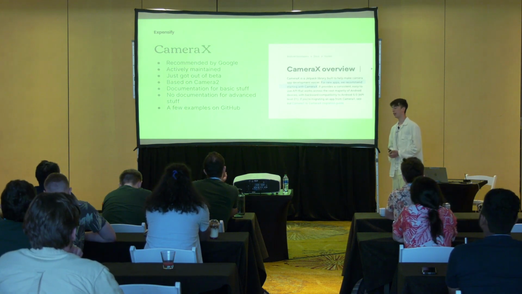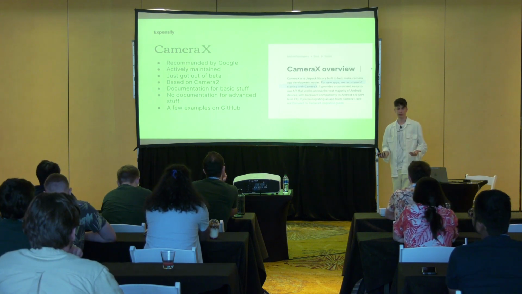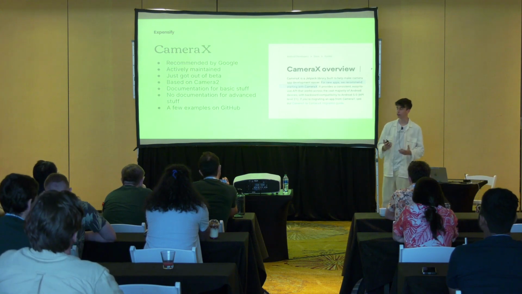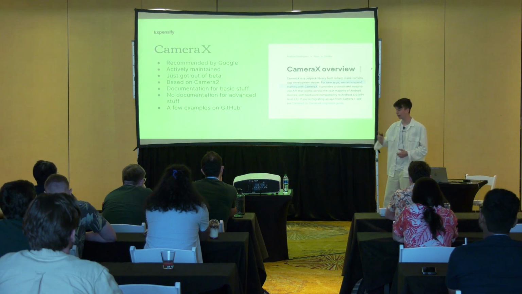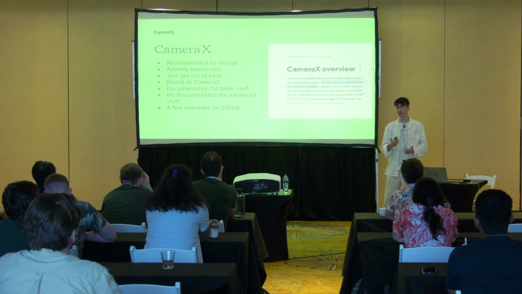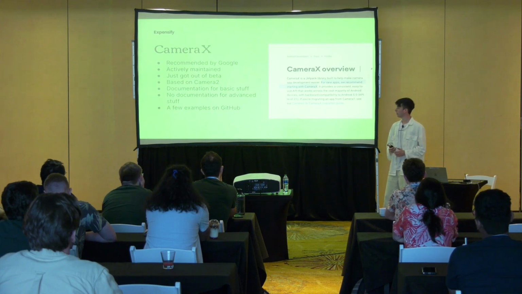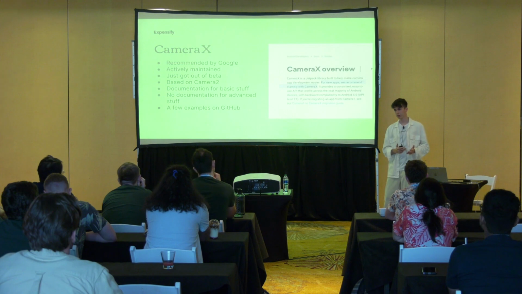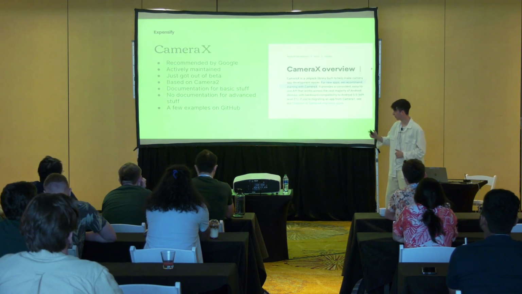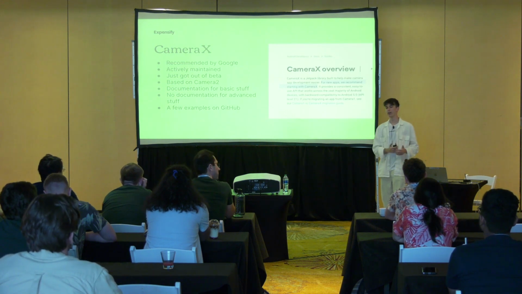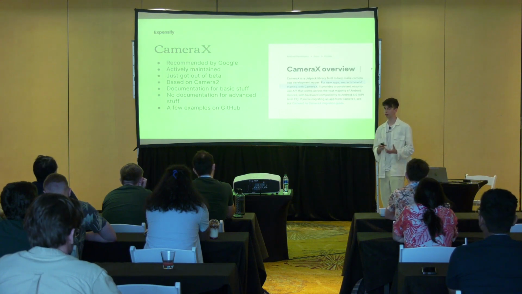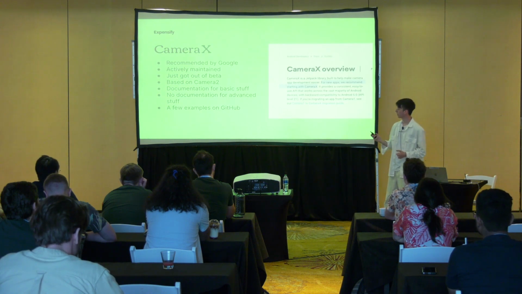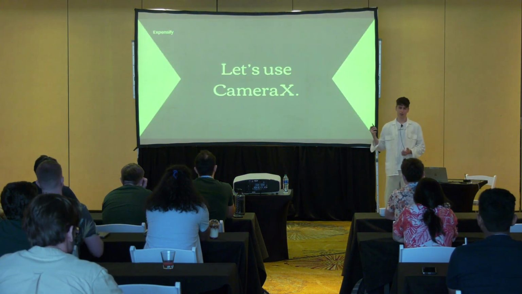It's the newer library, I guess, because people kept complaining about Camera 2, how hard it is to use. So Google, or I guess Jetpack, made the CameraX API. It is actively maintained, and at the time of building VisionCamera, it just got out of beta. It's based on Camera 2, as I said. There is documentation for basic stuff, but no documentation for advanced stuff again. But there are a few examples on GitHub. And I think there's one Android distribution that actually uses CameraX for the camera. So that's quite interesting. So I decided to use CameraX.